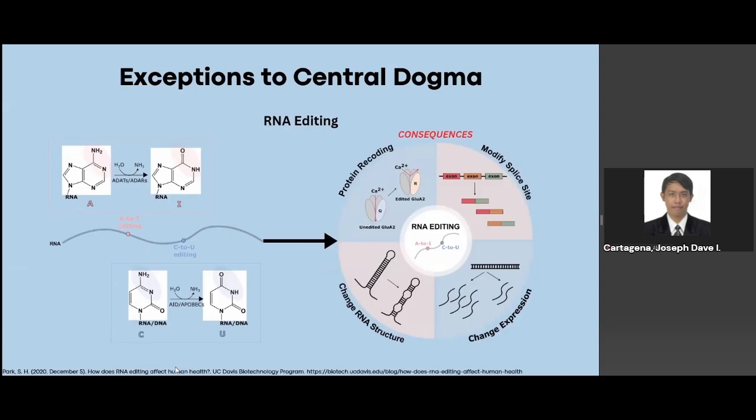Then we have RNA editing, which adds another layer of complexity to gene expression. After an mRNA is transcribed from DNA, it can be chemically altered. Nucleotides can be inserted, deleted, or changed. This means the protein produced might be different from what the DNA originally coded. A good example is apolipoprotein B, or ApoB, in humans, where editing of the mRNA results in two different protein products from the same gene depending on the tissue. Next slide, please.